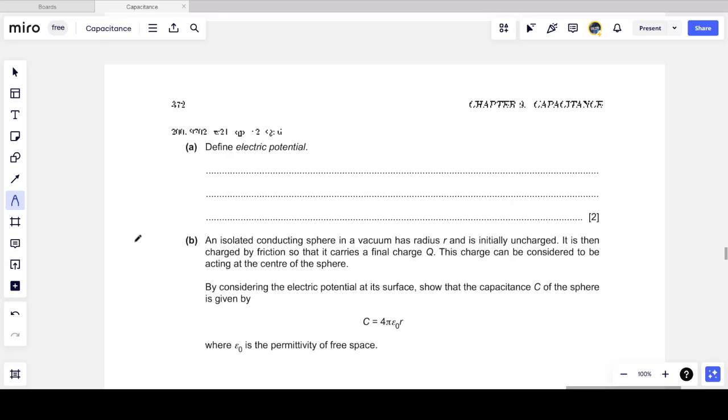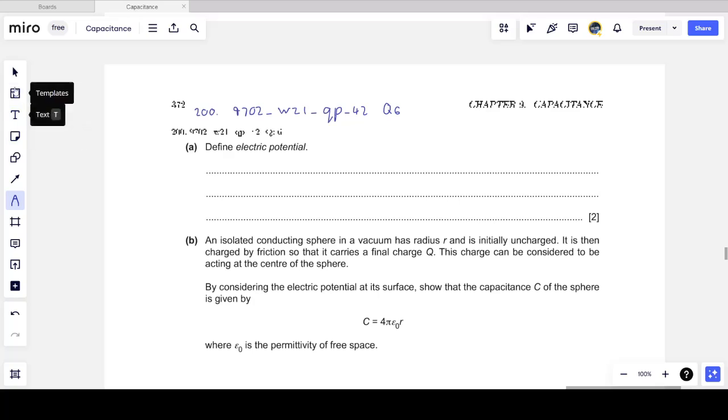The next question is question number 200. This is again subject code 9702 for A-level physics from the winter 21 exam, October-November 2021. It's question paper 4 variant 2 and question 6 from that paper.